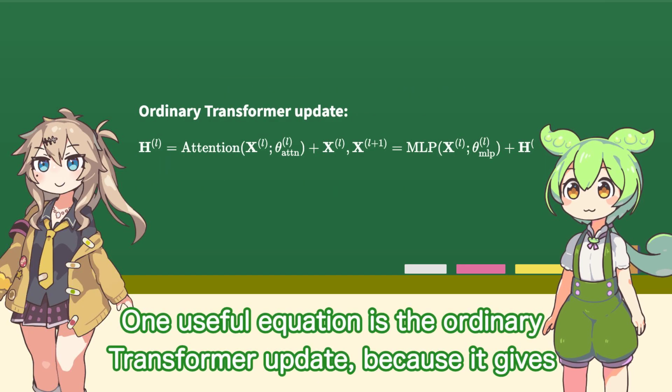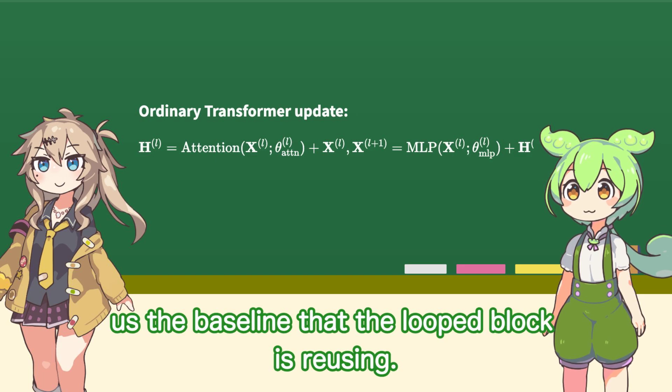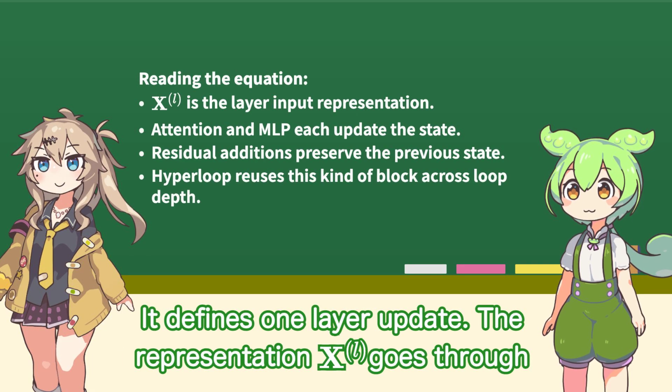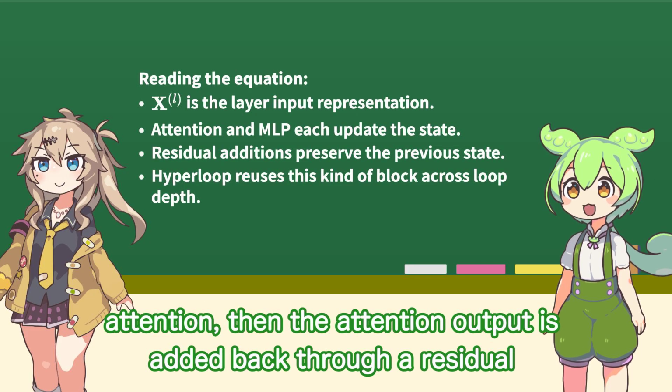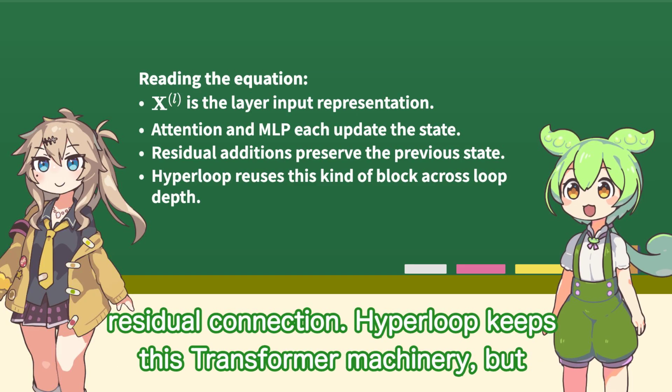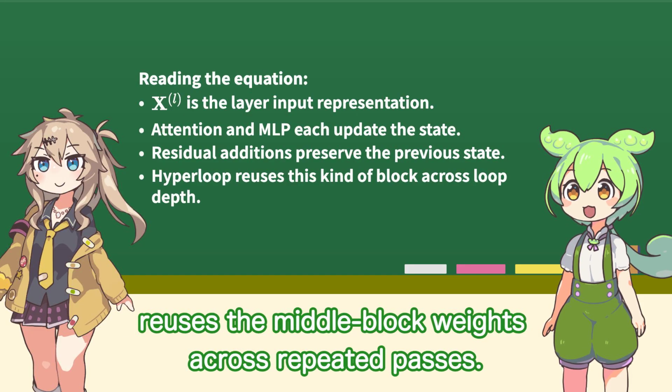One useful equation is the ordinary transformer update, because it gives us the baseline that the looped block is reusing. What should I pick from that equation without getting lost in the symbols? It defines one layer update. The representation goes through attention, then the attention output is added back through a residual connection. The MLP then updates that hidden state and adds another residual connection. Hyperloop keeps this transformer machinery, but reuses the middle block weights across repeated passes.